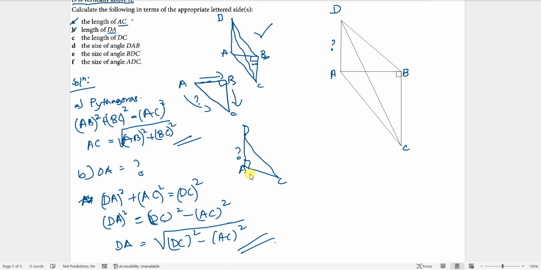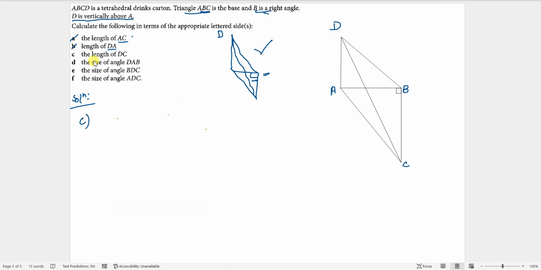Part C. Okay, so part C, we have to find the length of DC. So DC, let's draw the diagram again. This is DC and A. So how do we find this?